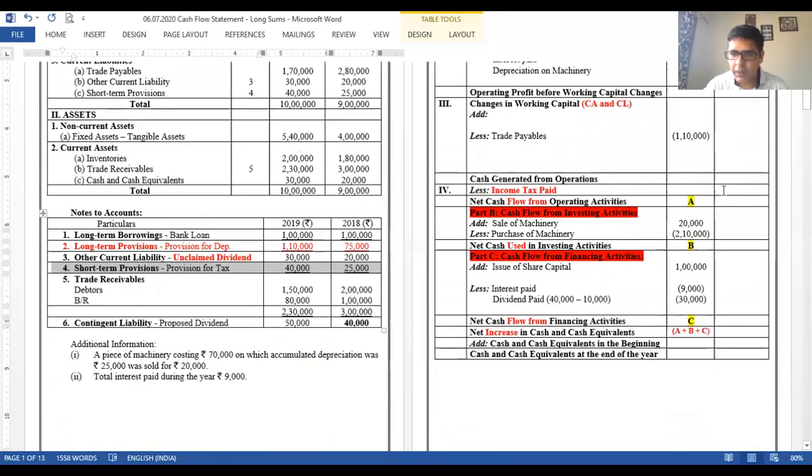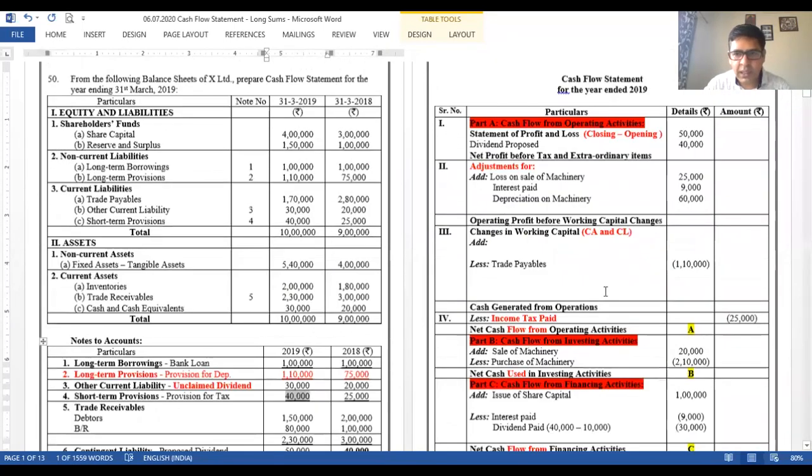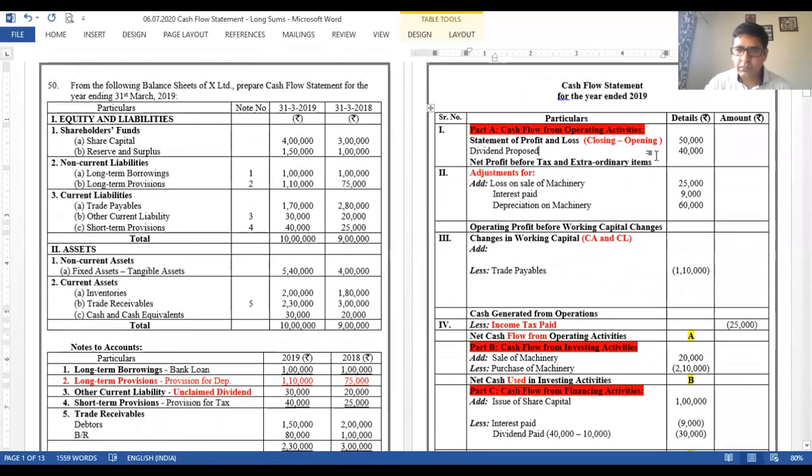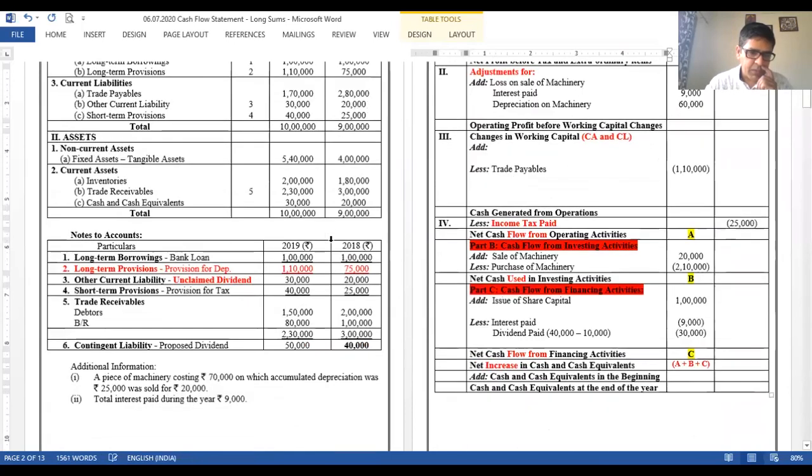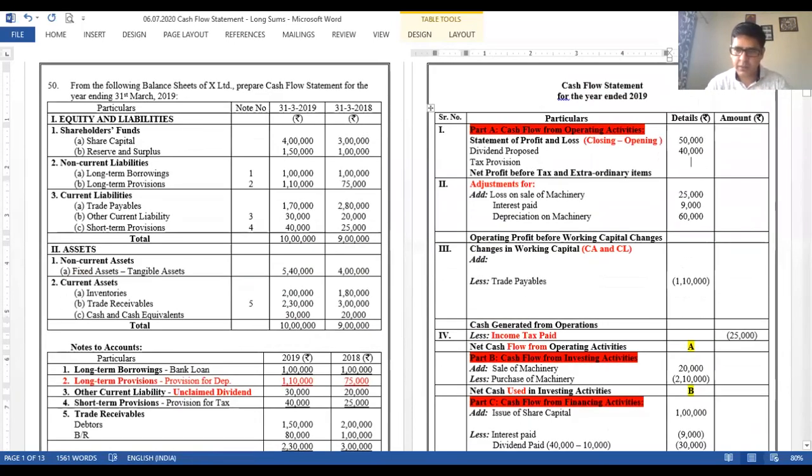Operating, fourth part over here. Yes, we have to deduct this. Amount is 25,000. And closing has to be made 40,000. Dividend has to be made. So let us go to that column, right? And write over there tax provision. Tax provision amount is, which was the amount provision for tax, 40,000, right?